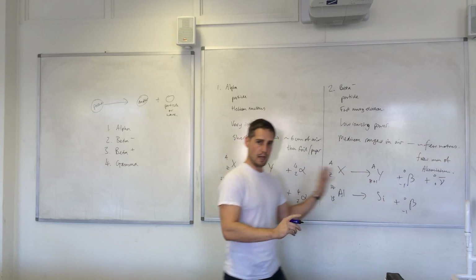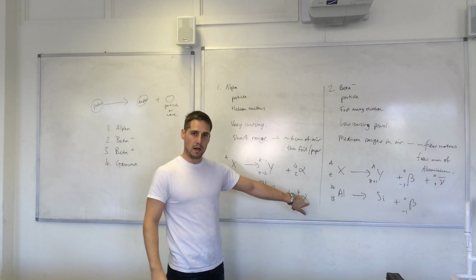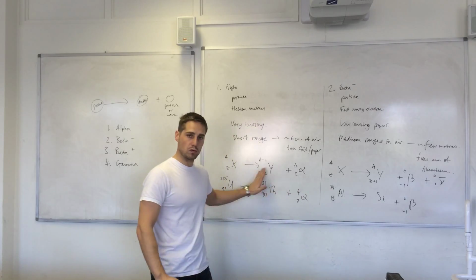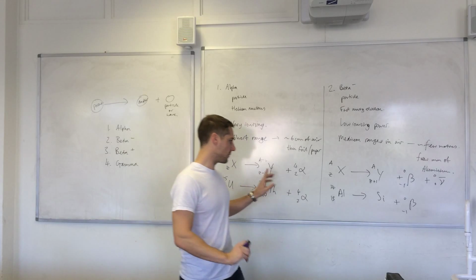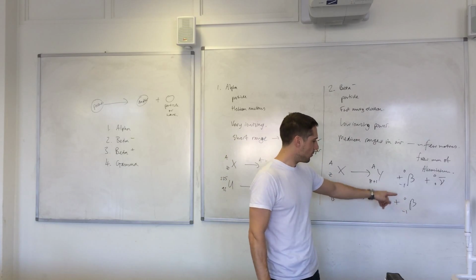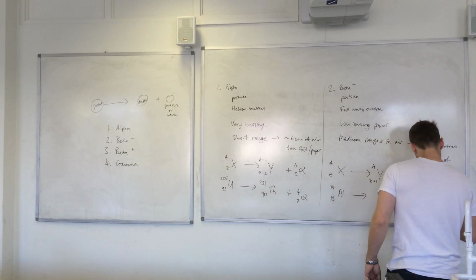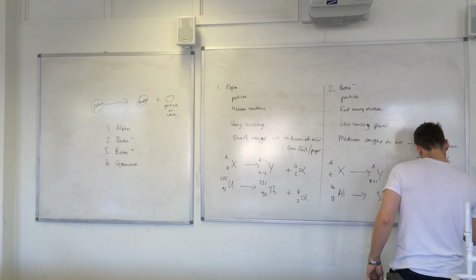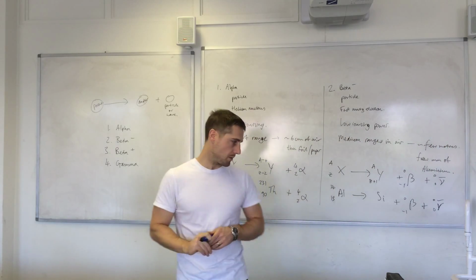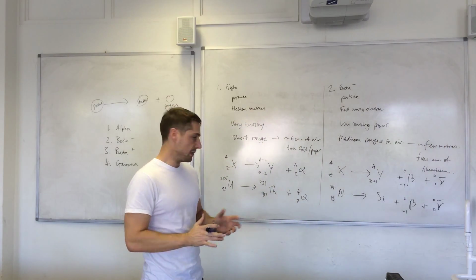And again, just as over here, we knew that the alpha has 4 and 2. Alpha always has 4 and 2. It's only the daughter nucleus that you've got to do any calculations for. Here we know that the beta minus is minus 1 and 0 there, and the antineutrino is 0, 0. So let's balance these numbers.